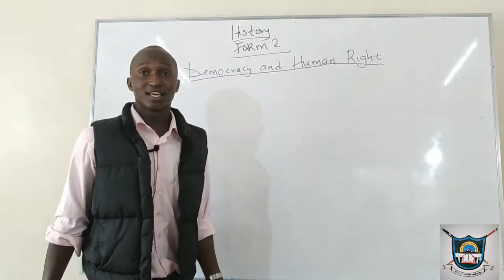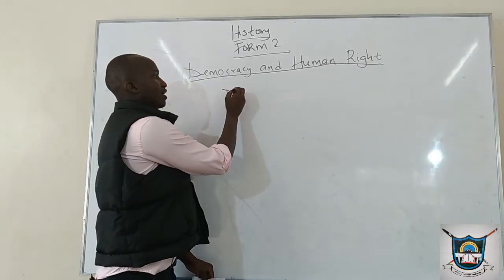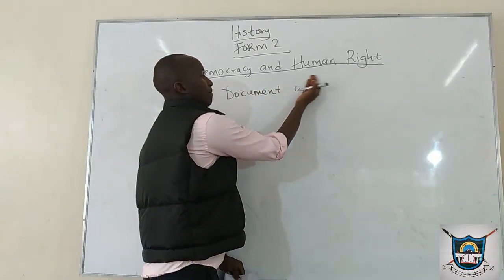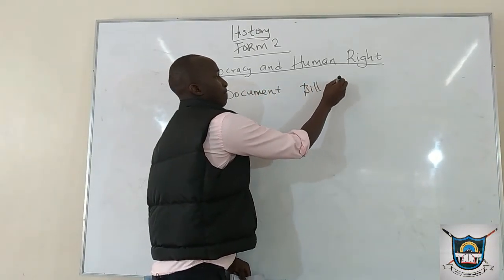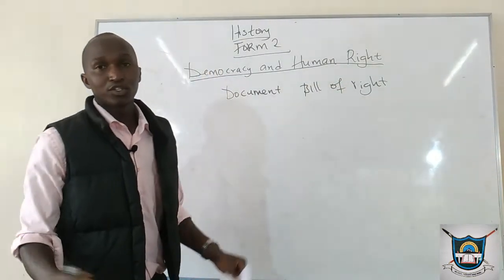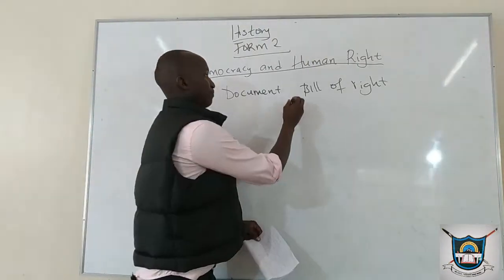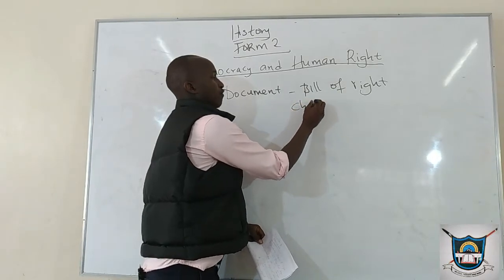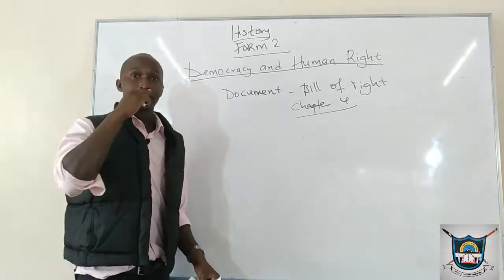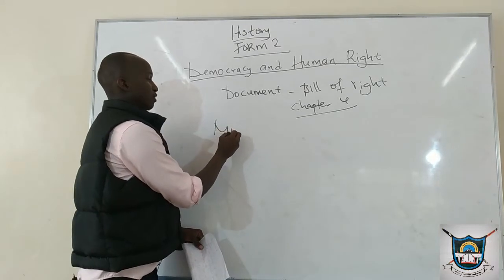So human rights, as I told you, are found in a document called the Bill of Rights. In the Constitution of Kenya, the Bill of Rights is in Chapter 4 of the Constitution. So today, we are going to learn about the minority and marginalized communities.